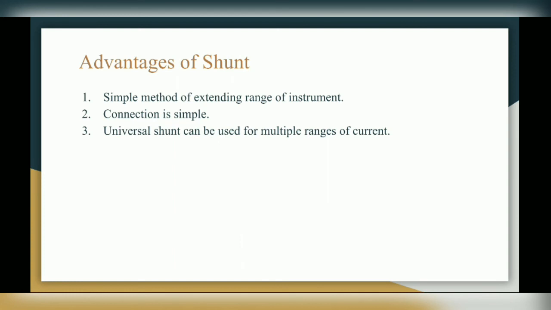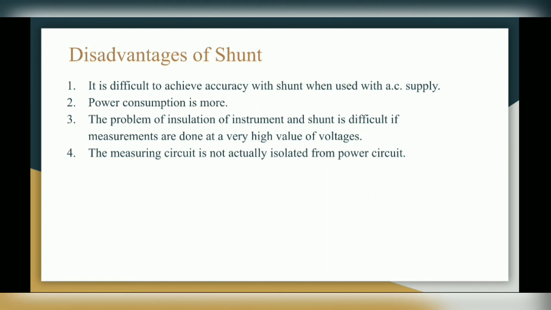Next topic is advantages of shunt. So this is a simple method for extending the range of an instrument. Second one is the connection is simple. And third, a universal shunt can be used for multiple ranges of current. So these are the advantages of shunt.